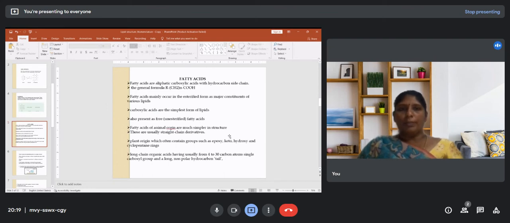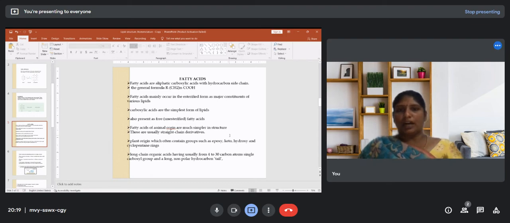Some of the common points we need to know when we learn the general structure of a fatty acid are: they are aliphatic carboxylic acids with a hydrocarbon side chain. The general formula is R-(CH2)n-COOH. Fatty acids mainly occur in the esterified form as major constituents of various lipids. Carboxylic acids are the simplest form of lipids. They are also present as free unesterified fatty acids.